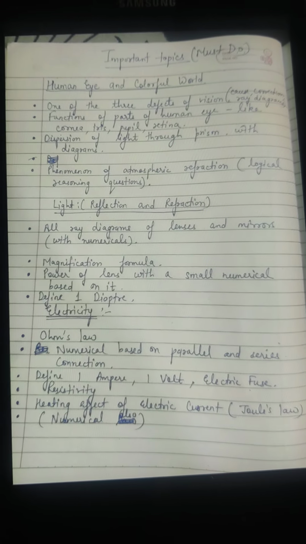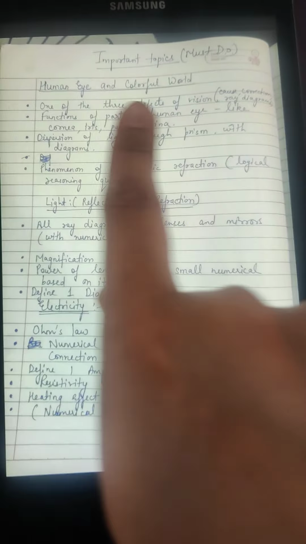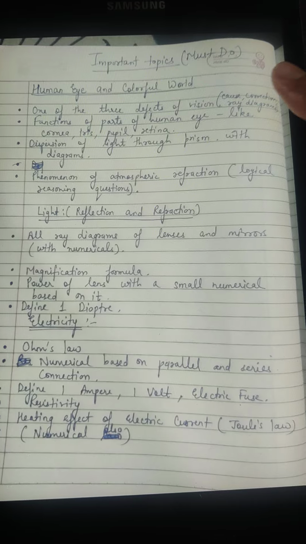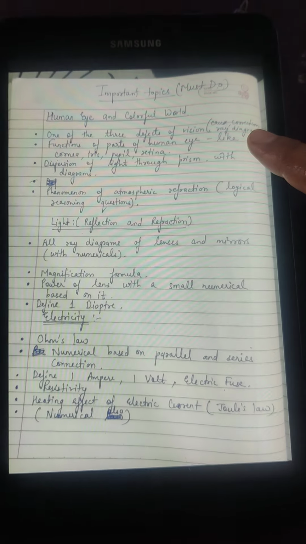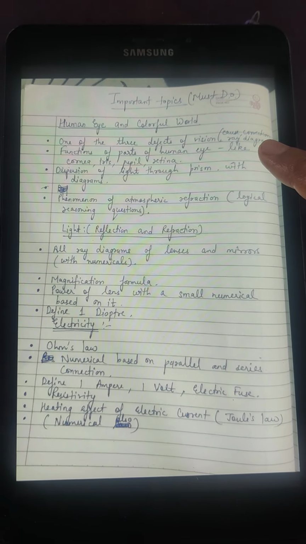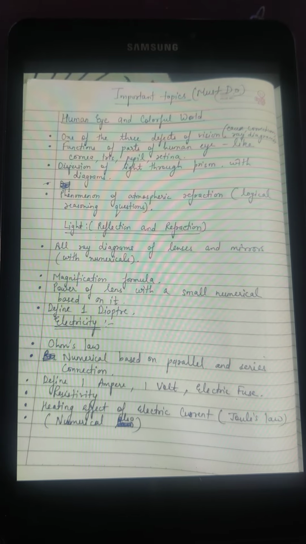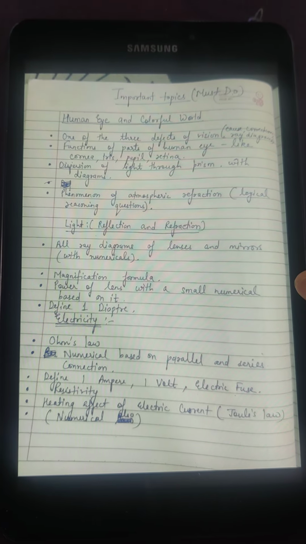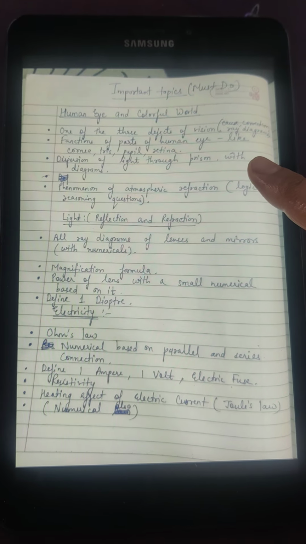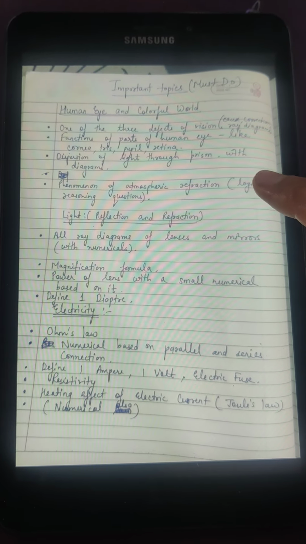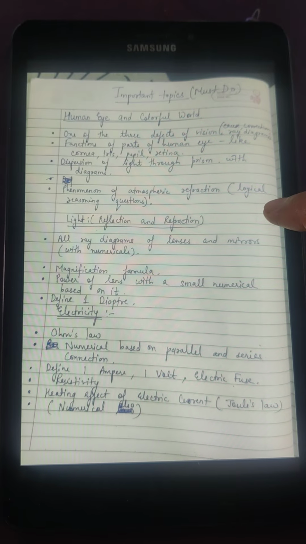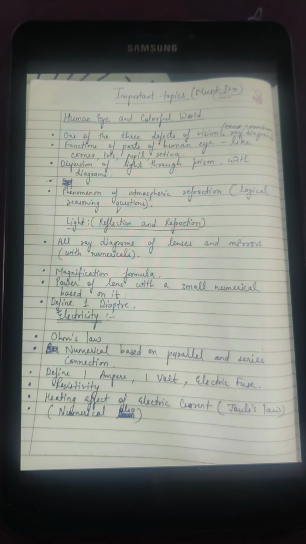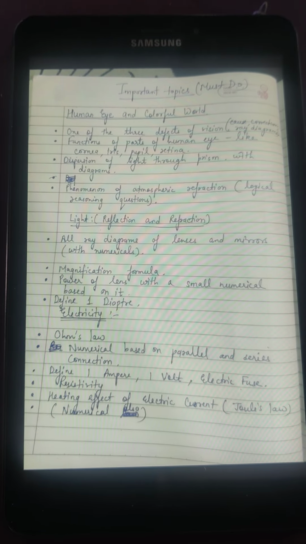For chapter Human Eye and the Colorful World, you have to do one of the three defects of vision and functions of human eye, parts of human eye, cornea, lens, pupil, retina and their functions, dispersion of light through prism with diagrams. You should know how to draw the diagram of prism and phenomena of atmospheric refraction. There are some questions which have been asked in your exam which are related to phenomena of atmospheric refraction.